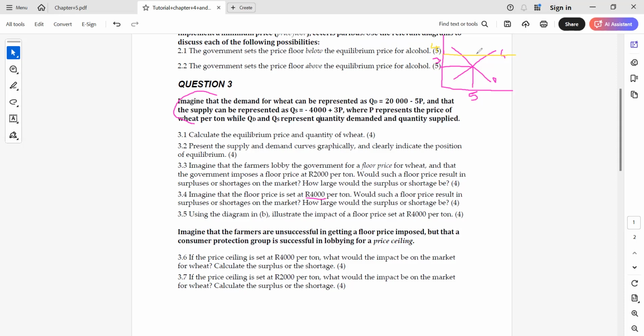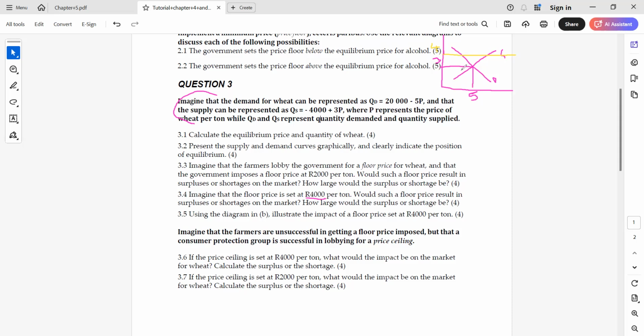And the price floor, obviously, it is set above the equilibrium price. So this renders it to be effective. So then what would happen? What would happen? So they say, is there going to be a surplus or a shortage in the market? So this is number 3.4.